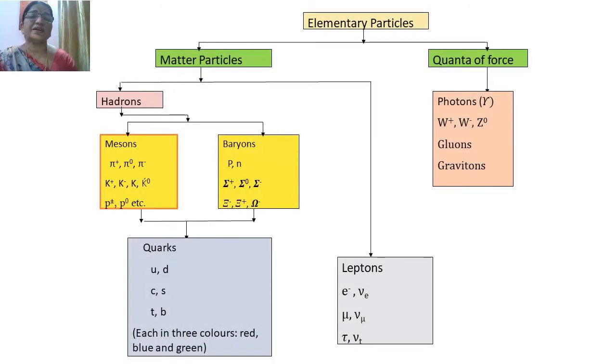So if we see the classification of the elementary particles, they are either matter particles or quanta of forces. Quanta of forces consist of the particles which are the field particles of different kinds of interactions: photons, W and Z bosons, gluons and gravitons. And matter particles are hadrons, and these hadrons are further classified as either mesons or baryons. These two are made up of the fundamental particles called quarks, and another kind of matter particles are leptons.